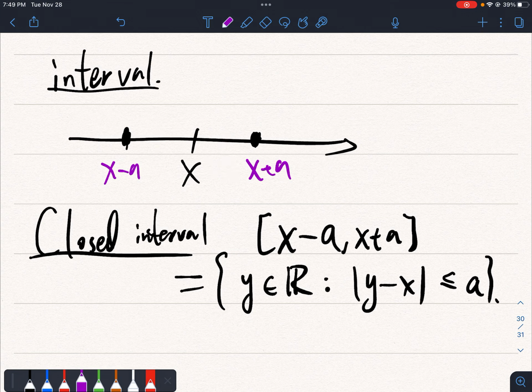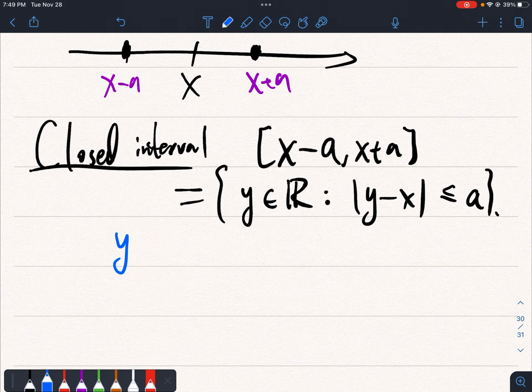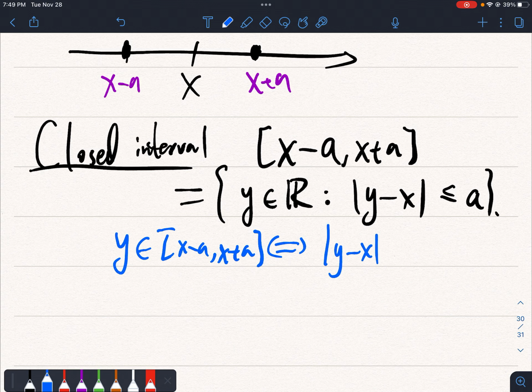And then when this absolute value is minimal, so then this is 0, then it means we're taking exactly this point. So when the absolute value goes from the biggest, which is a, to the smallest, which is 0, we actually go from this pair to this pair and all the way to x. So if we consider the set of all the points, then it is the closed interval. Okay? So which means we have shown that y is in the closed interval if and only if the absolute value of y minus x, or the distance from y to x, is at most a.